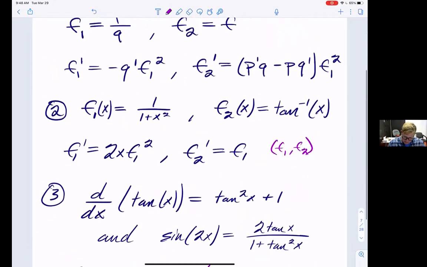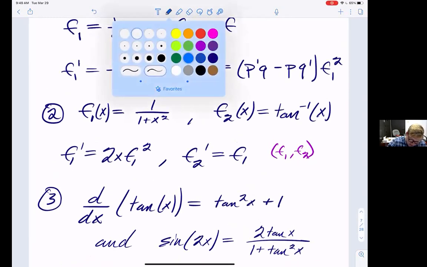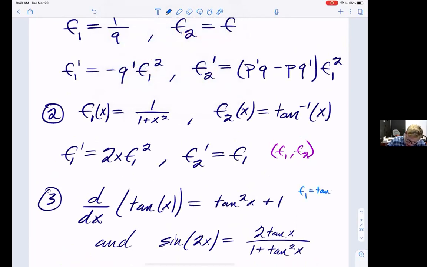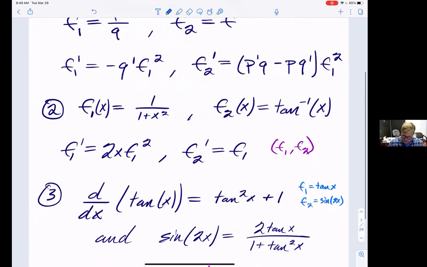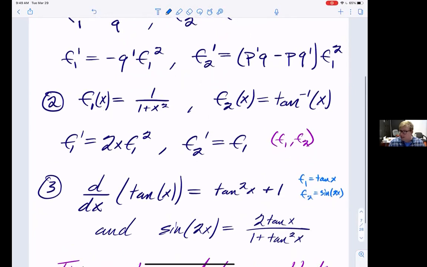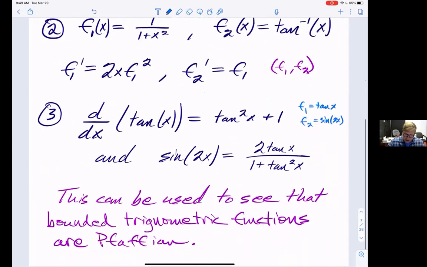If you want to think about trig functions rather than inverse trig functions, the derivative of the tangent function is tangent squared plus 1. So that can be the first element of a Pfaffian chain. That can be f1. So I can take f1 to be tangent of x. And I can take f2 to be the sine of 2x because that has derivative 2 tangent x over 1 plus tangent squared x. So again, this has the necessary triangular form, and you can see how this technique generalizes to show that bounded trigonometric functions are Pfaffian.